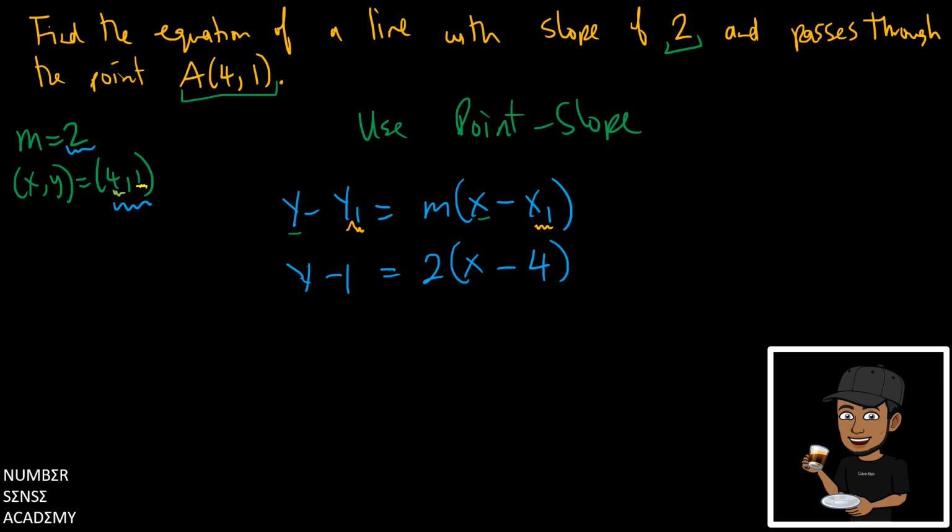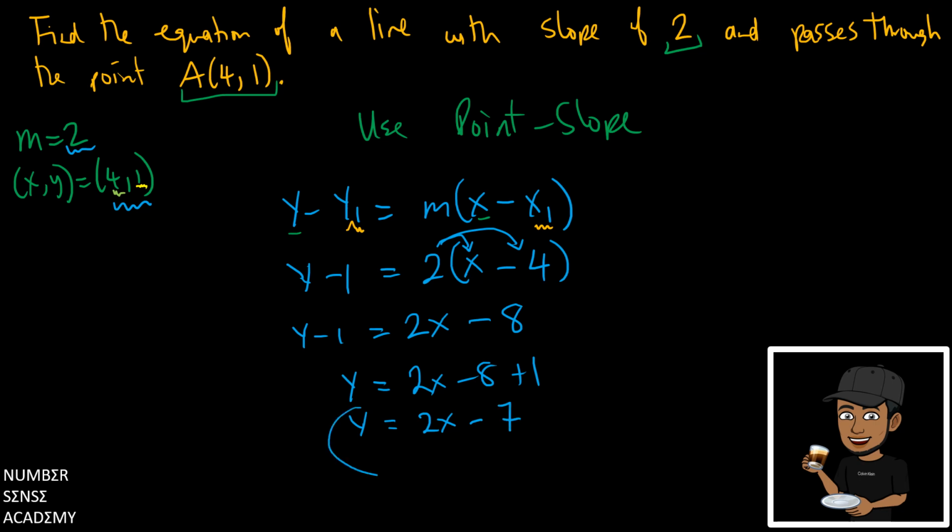And then I use my algebra, so I have y minus 1 equals 2 times x, and then 2 times minus 4, so 2 times x, and then minus 8. And then I need y by itself, so I have 2x minus 8 plus 1, and this is equal to 2x minus 7. So that's my equation. And I'm going to leave it in slope-intercept form unless the question says change it.